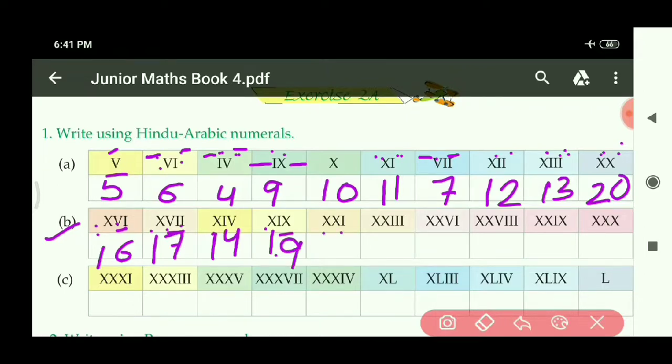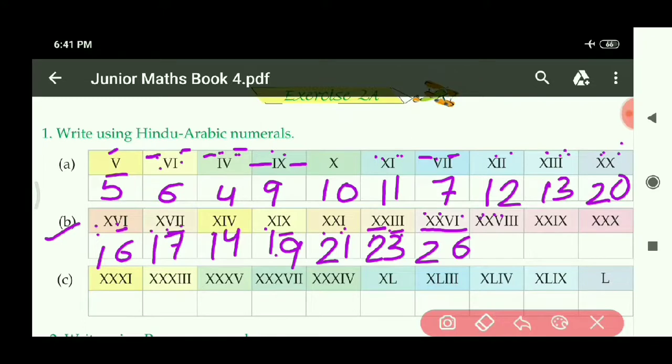Then XXI. X is how much? 10, and X is 10. 10 plus 10, 20. And I is 1. What will be? 21. XXIII. 10 plus 10, 20, and I 3 times, plus 3. 20 plus 3, 23. And XXVI. 10 plus 10, 20 and VI is 6. 20 plus 6, 26.